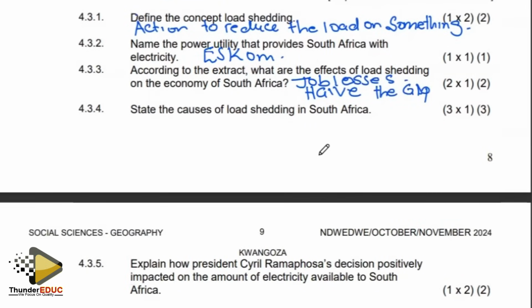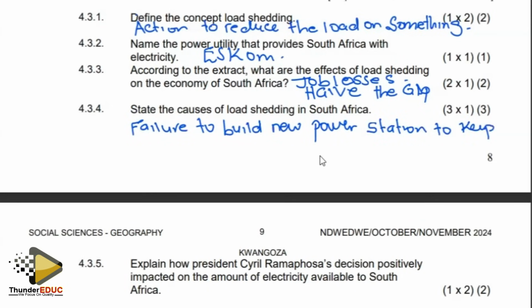What causes load shedding in South Africa? One is the failure to build new power stations to keep up with the economic growth. Okay, that's what causes load shedding in South Africa.